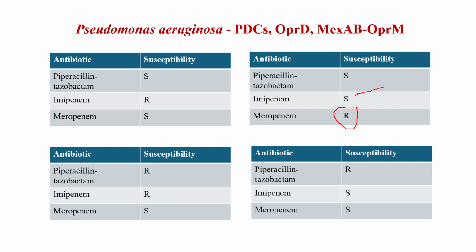In the fourth scenario, it is resistant to piperacillin tazobactam but susceptible to imipenem and meropenem. So no efflux pumps, no OprD mutations. So this is because of PDC, that's because of the enzymes produced by Pseudomonas. So these are different culture reports which we find in Pseudomonas aeruginosa.